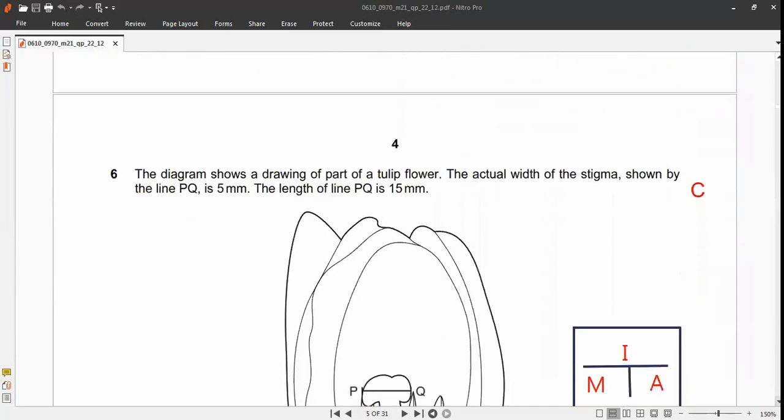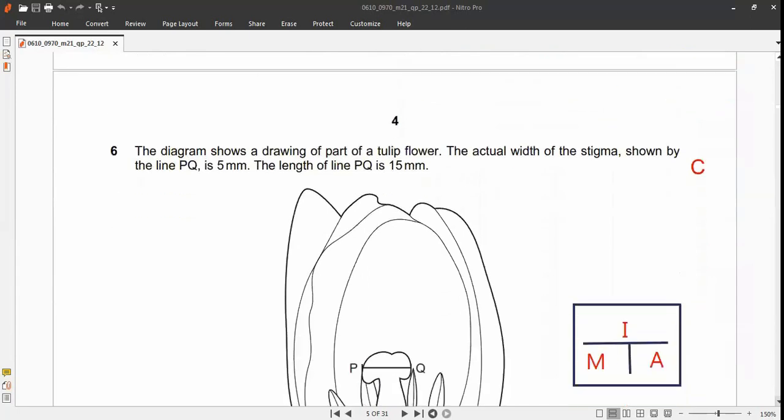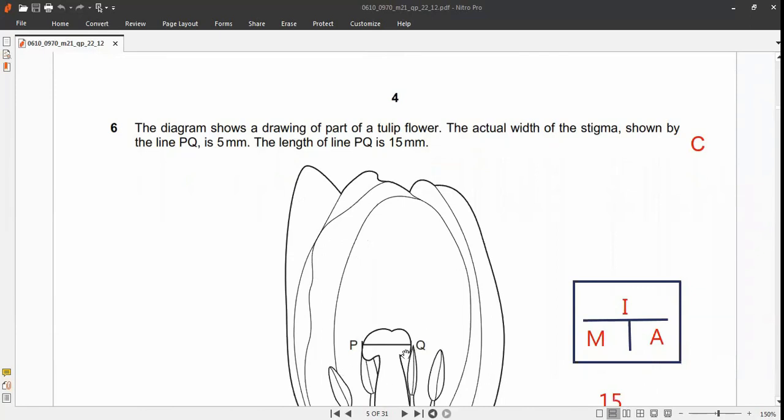Number 6. The diagram shows a drawing of a part of a tulip flower. The actual width of the stigma shown by the line PQ is 5 millimeter. The length of line BQ is 15 millimeter.